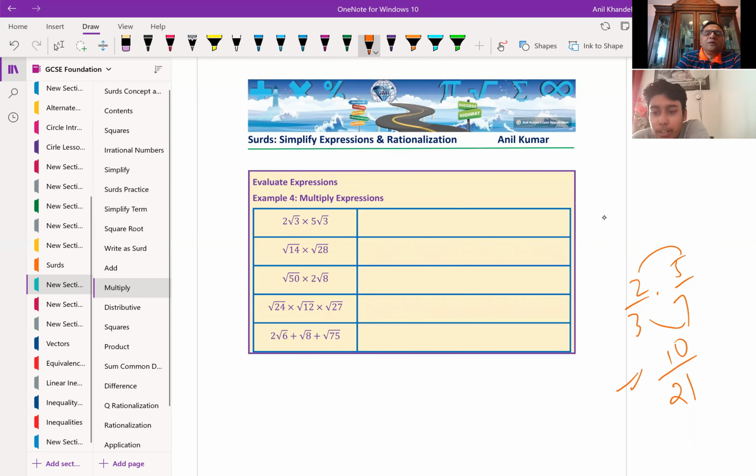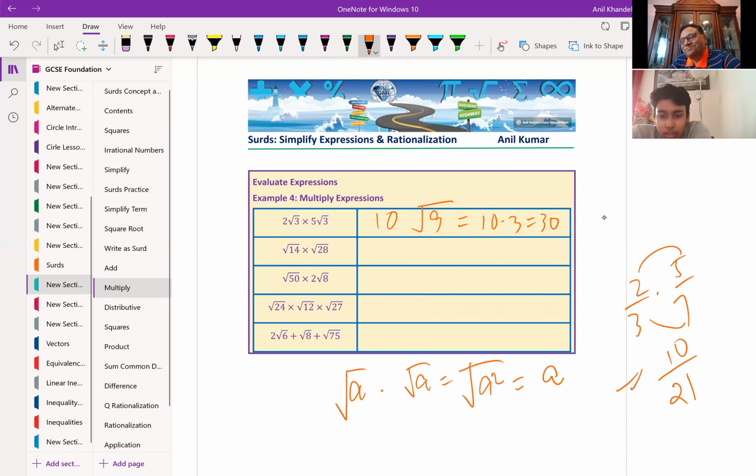So same thing: multiply outside numbers, 2 times 5 is 10, and inside numbers, 3 times 3 is 9. Do you see that? The square root of 9 is 3, right? So you get 30 here. Is that clear to you? So you see that square root of a times square root of a is what? Square root of a squared, which should be equal to a. Is that clear to you? That is very important.